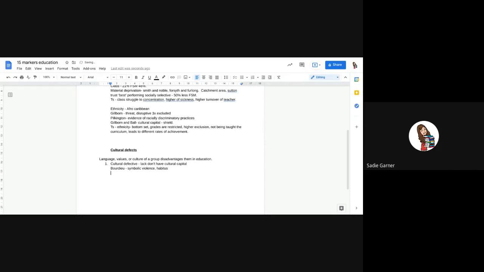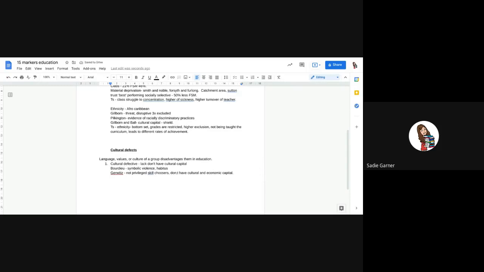Other sociologists that mention cultural capital are also Gewirtz, working class are not, we're just changing the phrasing slightly, working class are not privileged skill choosers. They don't have cultural and economic capital. So they're not privileged skill choosers because they haven't got cultural capital and economic capital.